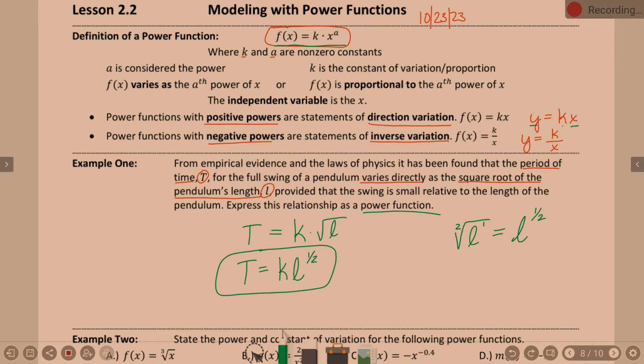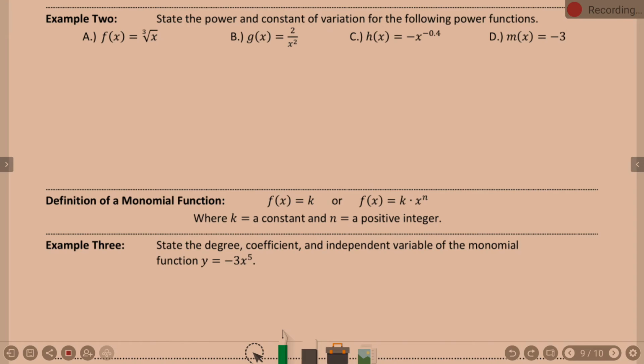Okay, let's look at the next part. Example 2 asks us to state the power and the constant of variation for the following power functions. So it's specifically calling these power functions. Do keep in mind, we're talking about power and constant of variation on these power functions. According to your notes up above, these are supposed to be in the form of f of x equals k times x to the a, correct? Okay. Thoughts?